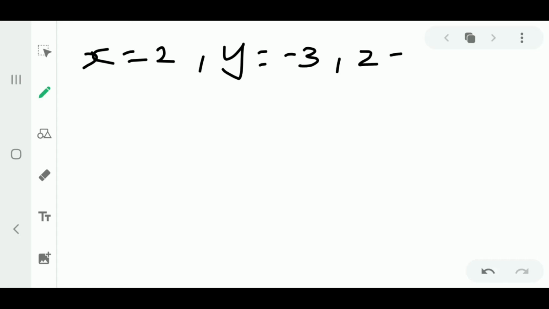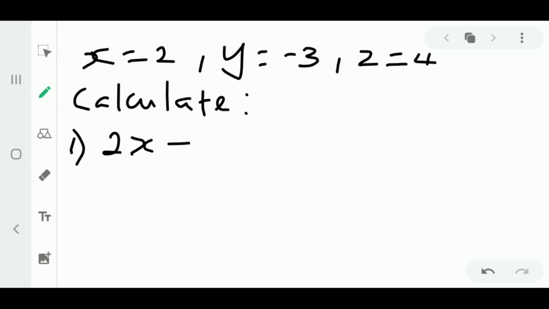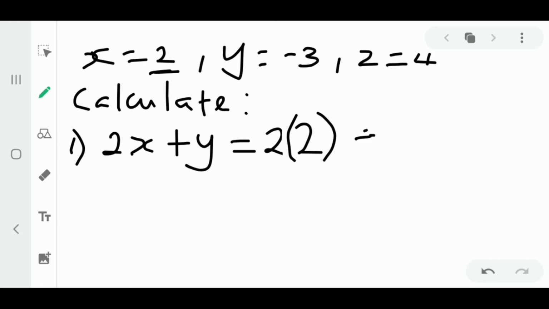So let's say we have x is equal to 2, y is equal to minus 3, and z is equal to 4, and we are told to calculate 2x plus y. All we're going to do is substitute the value for x, which is 2. So it is 2 times 2 plus minus 3, because y is minus 3.